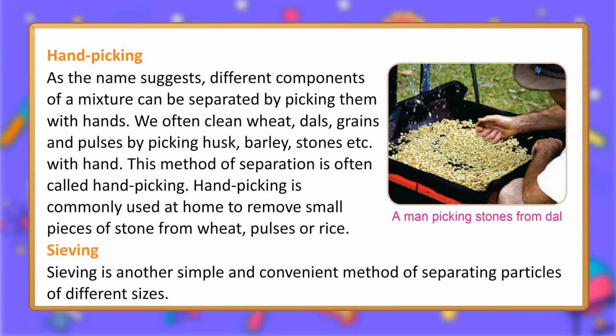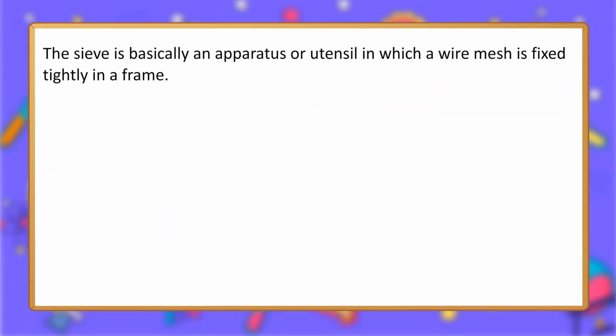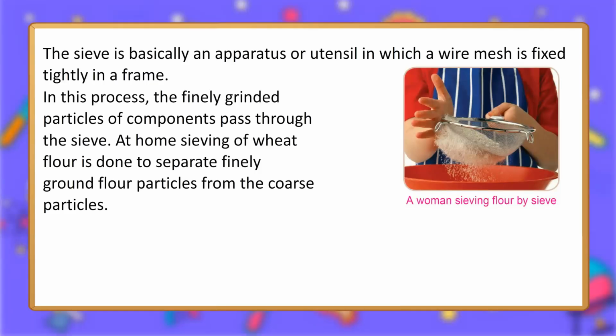Sieving. Sieving is another simple and convenient method of separating particles of different sizes. The sieve is basically an apparatus or utensil in which a wire mesh is fixed tightly in a frame. In this process, the finely ground particles of components pass through the sieve. At home, sieving of wheat flour is done to separate finely ground flour particles from the coarse particles. A woman sieving flour by sieve.